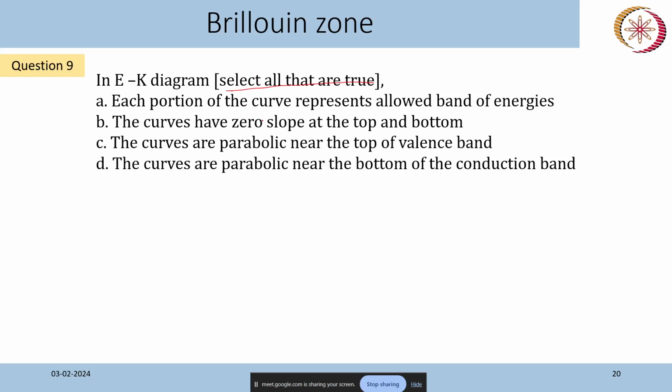So tell me first, then I will explain. Then I think it is parabolic in both of the conditions. Okay. So you're saying C and D are correct, right? And what about the other options, A and B?